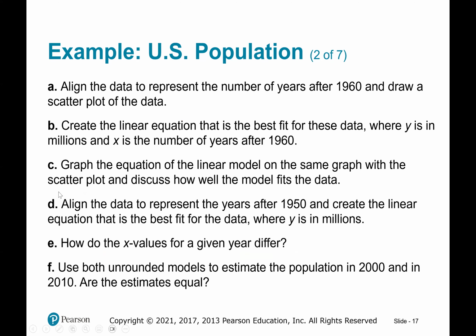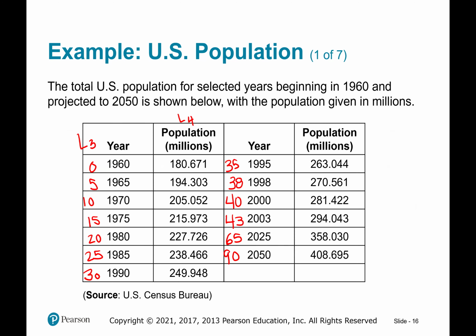It says, align the data to represent the years after 1950. So instead of 1960, let's use 1950 as our starting point. Well, if our starting point is 1950, then our first list would be what? 10, 50, what would that be? 50, is that 15? 20, etc. So you need to add 10 to each one of these. Okay, there are 2 ways you can do this.